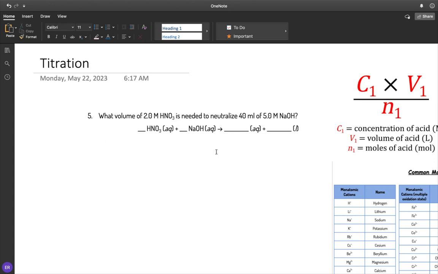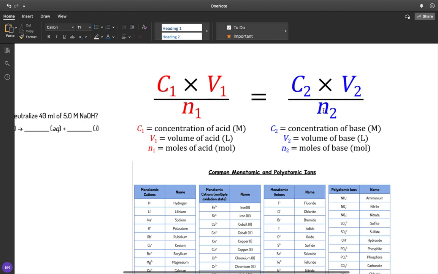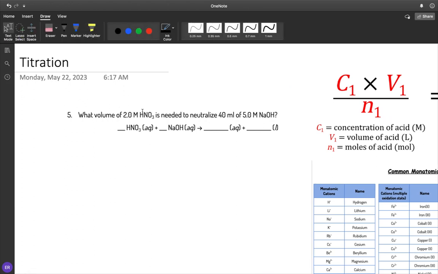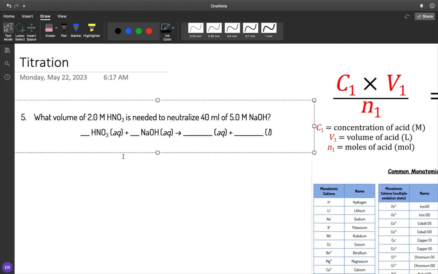And then step number 3 is going to be the actual titration equation, where we use the equation C1V1 over N1 equals C2V2 over N2. Okay, so right away, let me make this a little bigger. There we go. What we should be able to see is, if we look at the first compound, it's multiple elements, and the second compound is multiple elements.